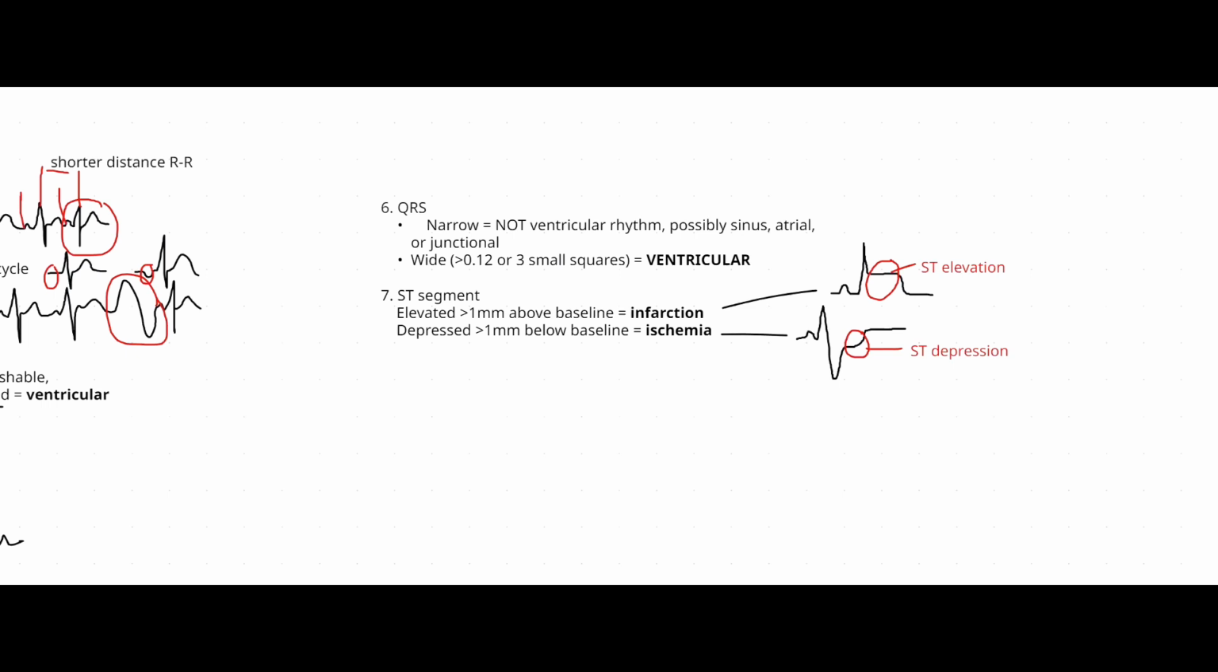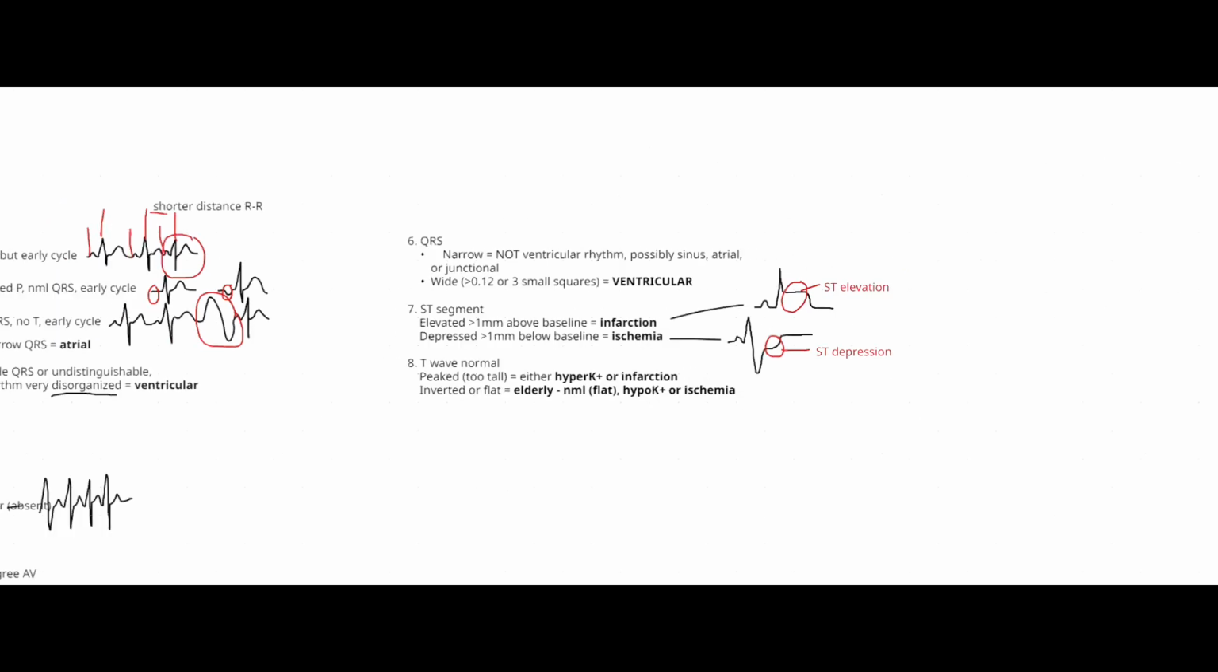Okay, and I mentioned diffuse versus local. And if it's inverted or flat, in the elderly, it's actually normal. Okay, they don't have enough electricity anymore because they're older. So flat T wave, not inverted, flat. If they have a flat T wave in the elderly, that's fine. Don't worry about it, as long as you don't have any symptoms. Or again, it could be hypokalemia or ischemia. And there you have it. That's how you read an EKG. So simple.